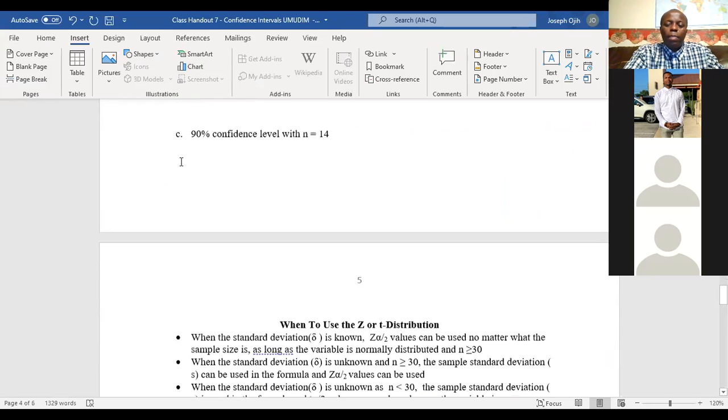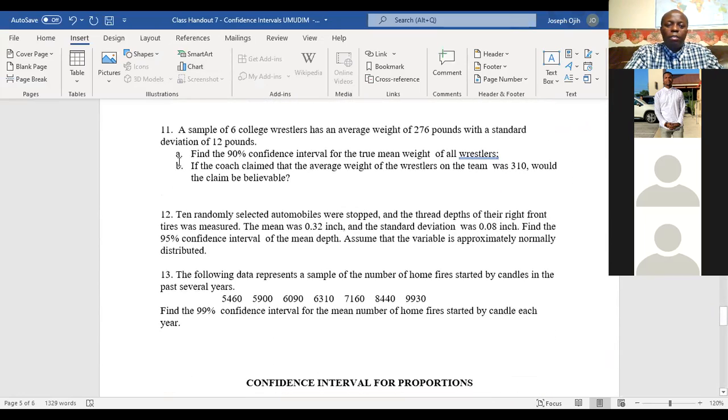Now let us apply it in solving our question. It says 11. A sample of 6 college wrestlers has an average weight of 276 pounds with a standard deviation of 12 pounds. See that the sample size is small, less than 30, and we don't know the population standard deviation. Find the 90% confidence interval for the true mean weight of all wrestlers.